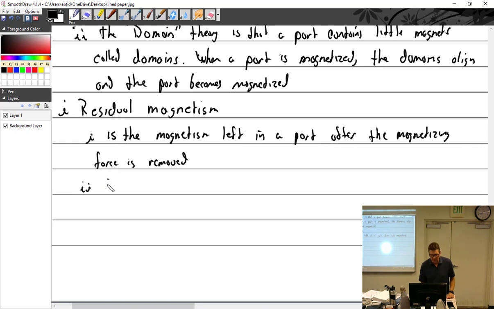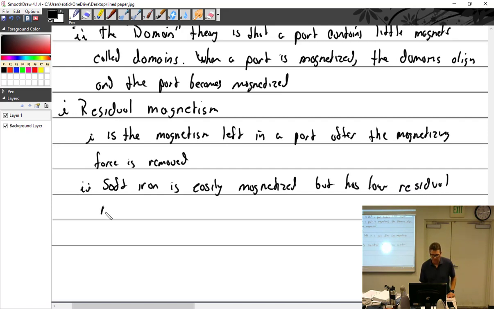So soft iron is easily magnetized. So it takes the lines of flux very easily through it. Very happy to be magnetized, but has low residual magnetism, also called retentivity. So low retentivity.